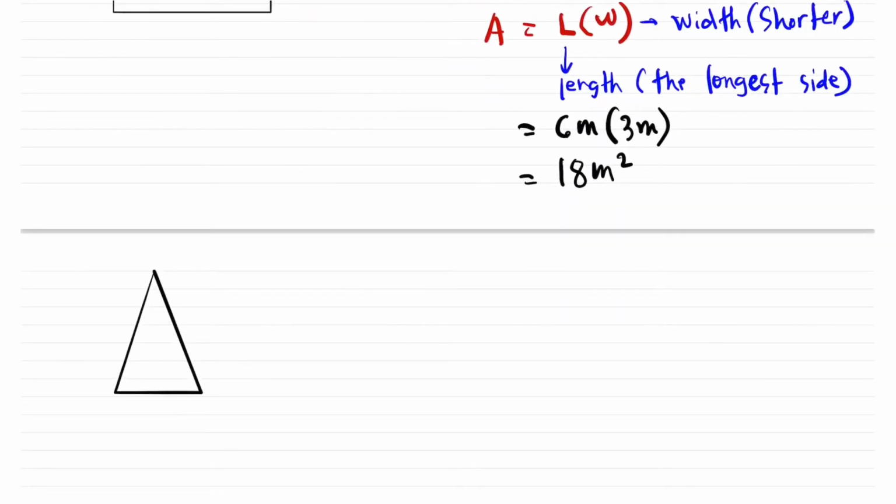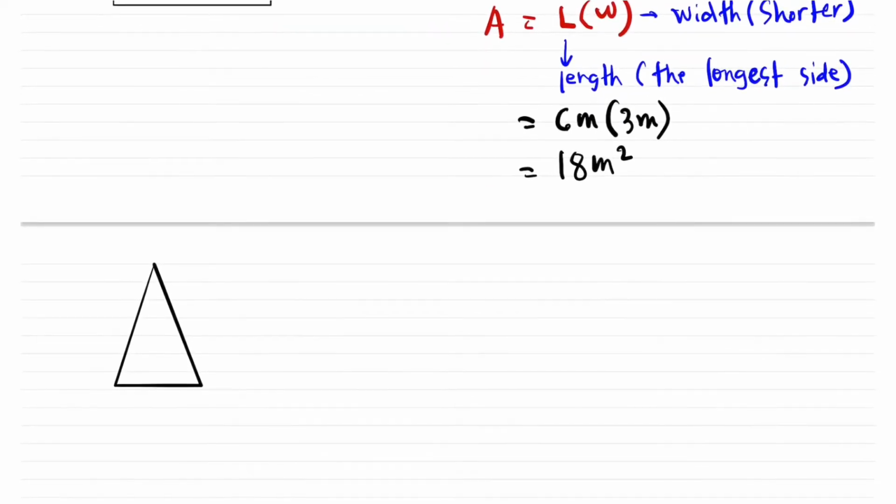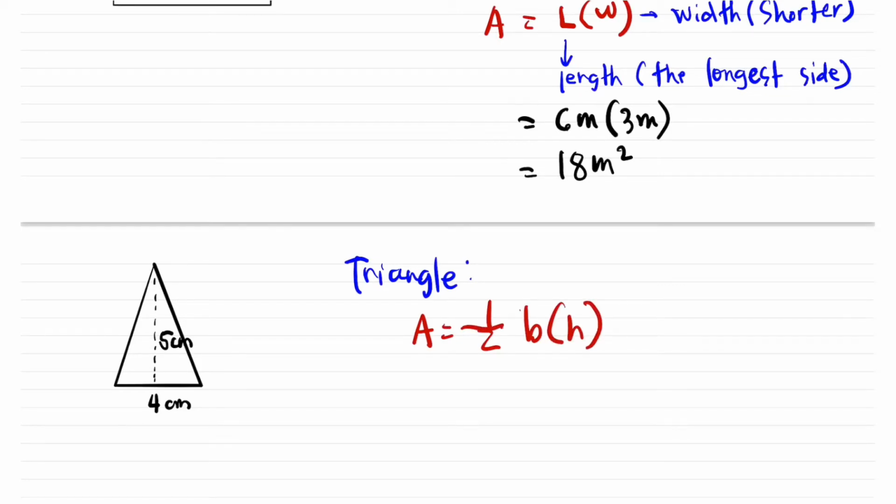So we have here, since this is a triangle, for example, let's say 5 centimeters, and we have here 4 centimeters. Since this is a triangle, the formula will be area is equals to 1/2 base times height. Now this is the base and this is the height of the triangle.